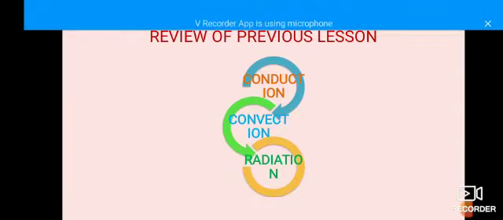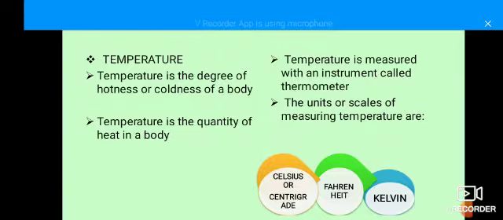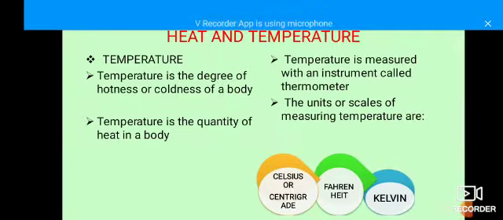So today we want to look at heat and temperature as a topic. Heat and temperature. Now, in the previous class I introduced us to this topic. We defined temperature as the degree of hotness or coldness of a body. Agree with me? And temperature can also be described as the quantity of heat in a body. So if I say I want to know the temperature of a body, that means I want to know the amount of heat in the body.